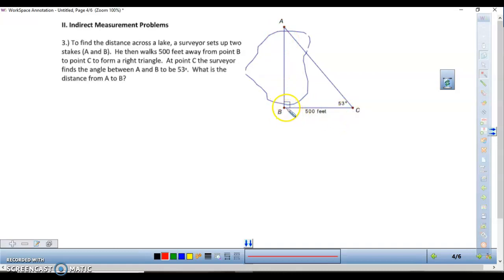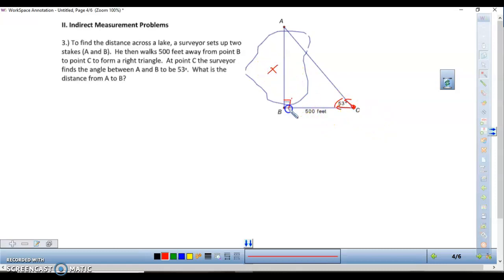And he knows he can measure this distance along the ground to be 500. Then he stands here at his little surveying station, his little tripod, and he can measure this angle between those 2 stakes to be 53 degrees. Just by looking this way, turning his head, looking that way, knowing that angle is 53 degrees. And all we're going to do now is solve for x.